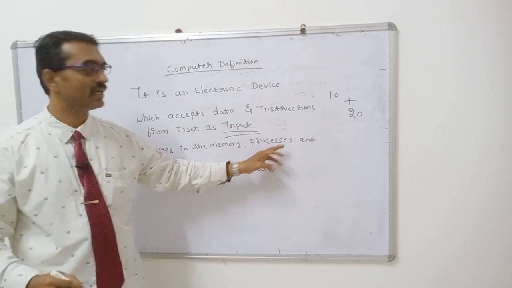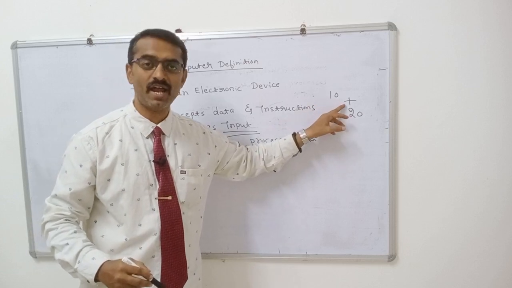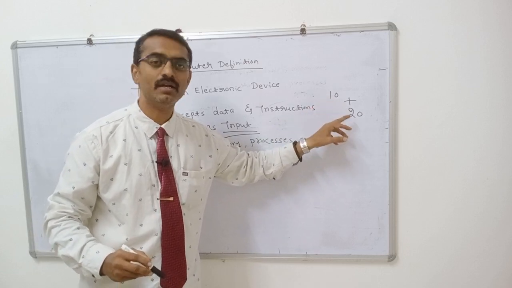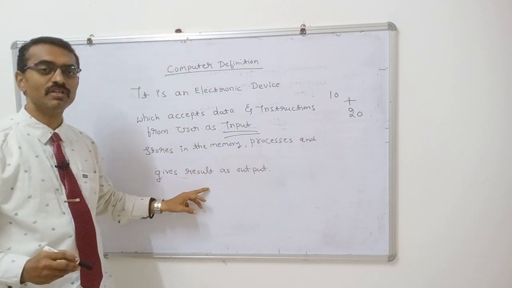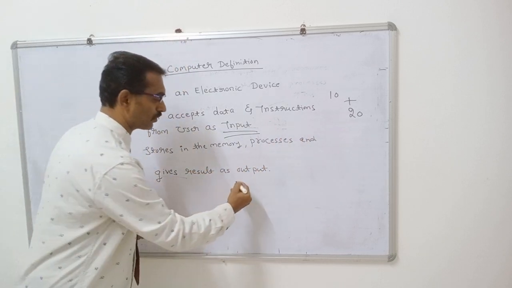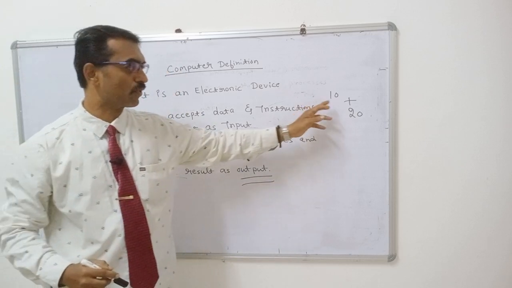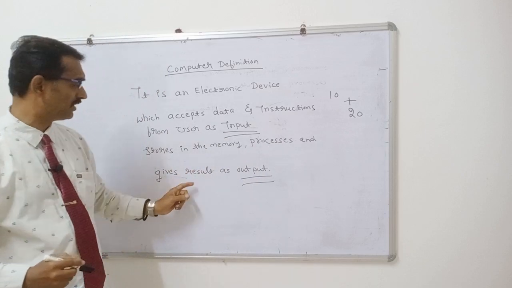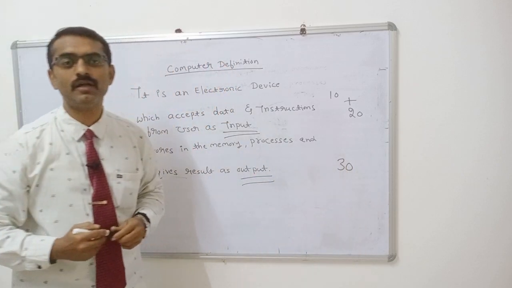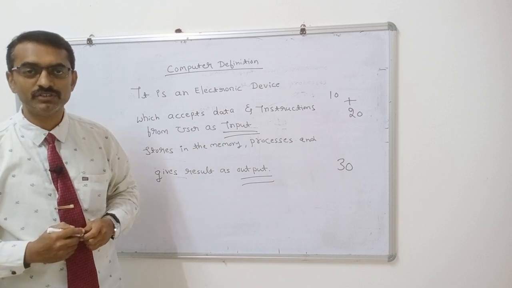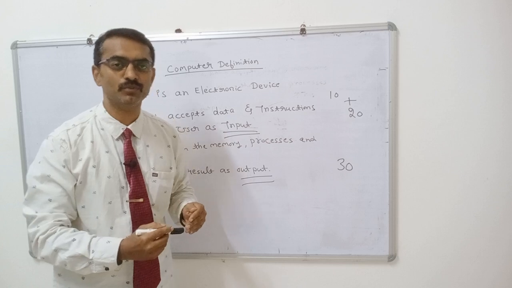Next step is it processes. What does it process? It processes according to the instruction. That means plus, addition has to be carried out with the 10 and 20. Once it is processed, computer will give the result as output. Again I am highlighting this word output. Once it is processed, computer will give the result as 30 on the monitor. So this is how computer works, and this is the definition of computer.